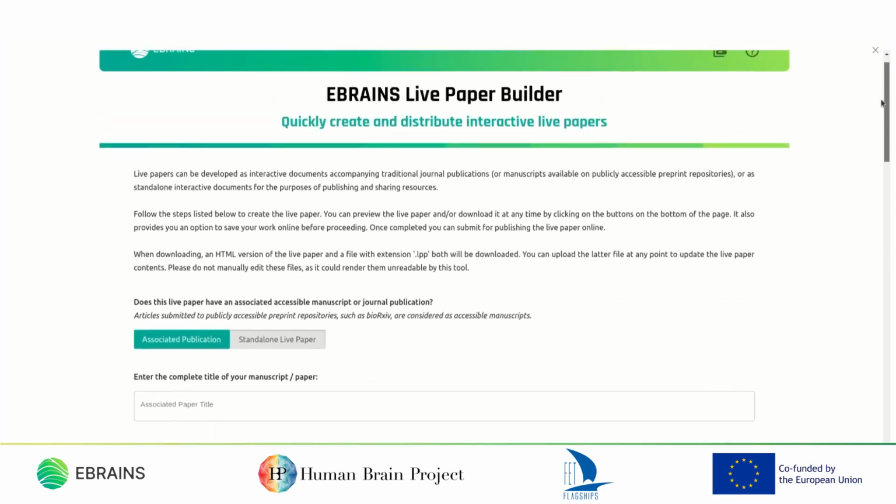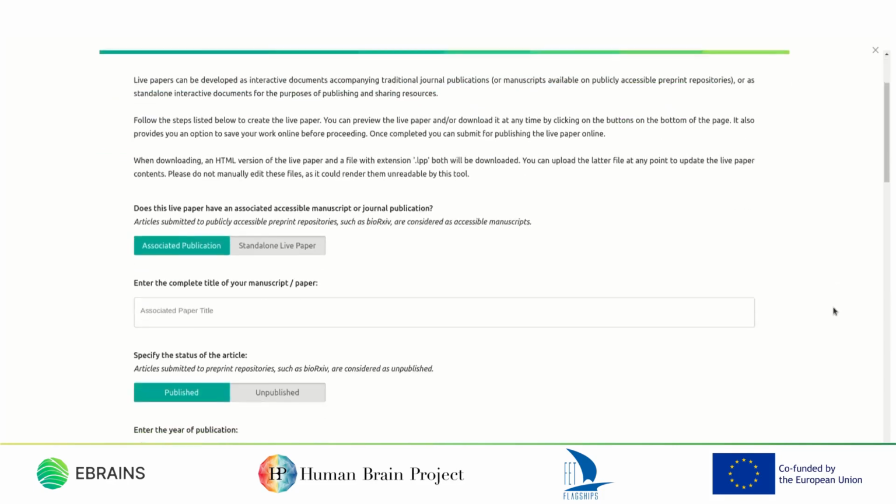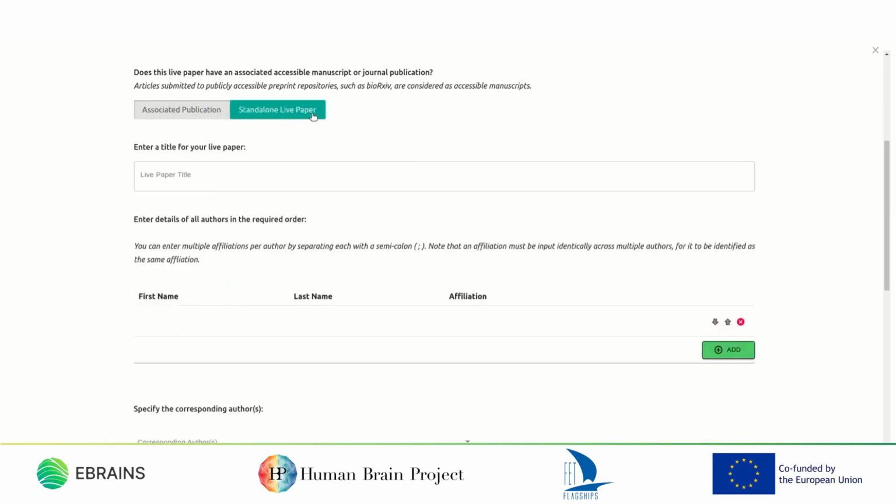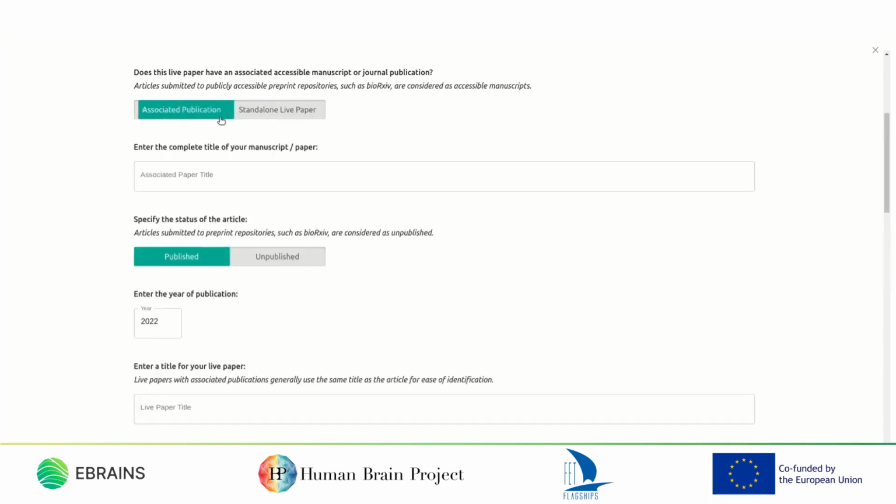Let us now look at each field one by one. The first input is to specify if the live paper has an associated publication or if it's a standalone live paper. Standalone live papers can be used for reporting resources arising from work that would otherwise be considered insufficient for traditional publications. These could include short-term projects worked on by interns or master's students. Since most live papers are associated with traditional publications, we shall follow the same for this example.